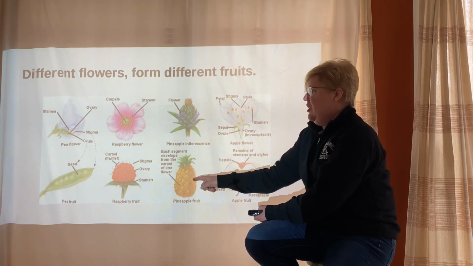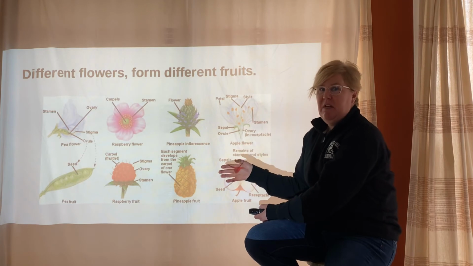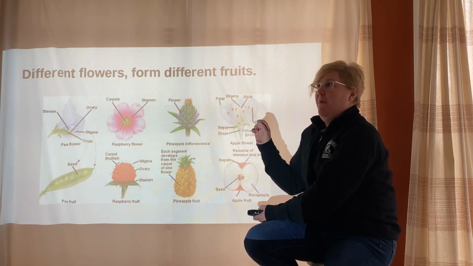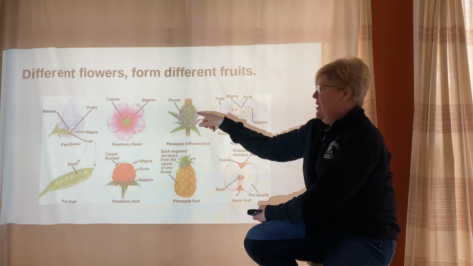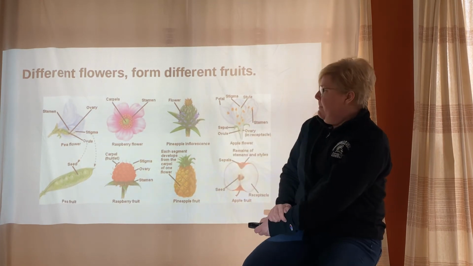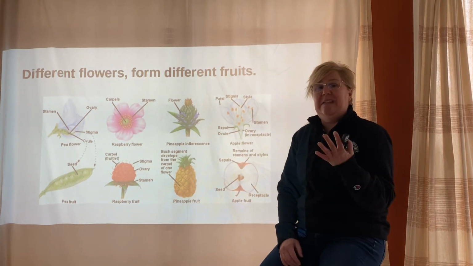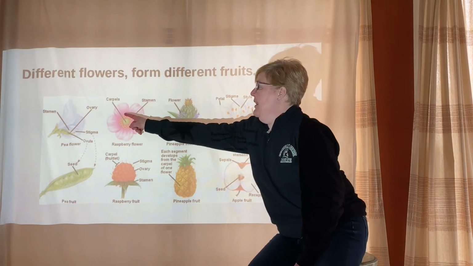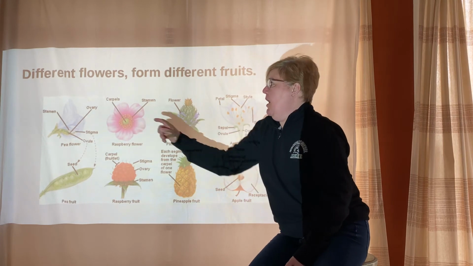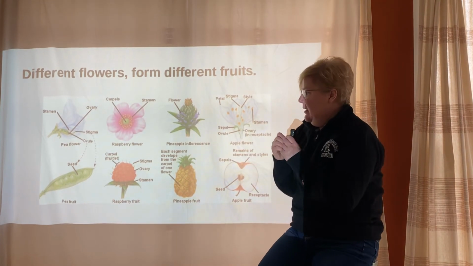So this, and raspberries, are compound fruits. So they have multiple seeds, and they came from multiple flowers. So this would be a pineapple flower, and each of those makes one of those fruits. And then the raspberry is very seedy because it had a lot of different pistils, so it makes a lot of little seeds.